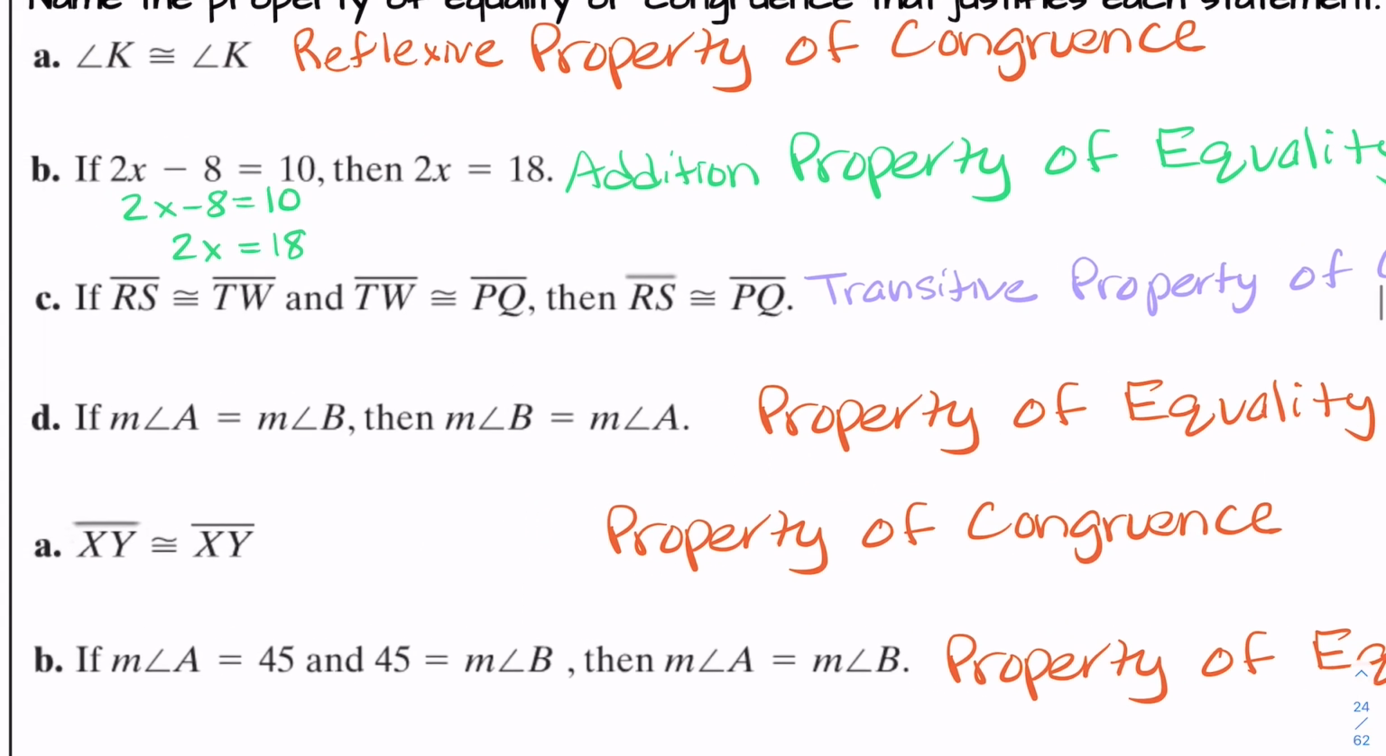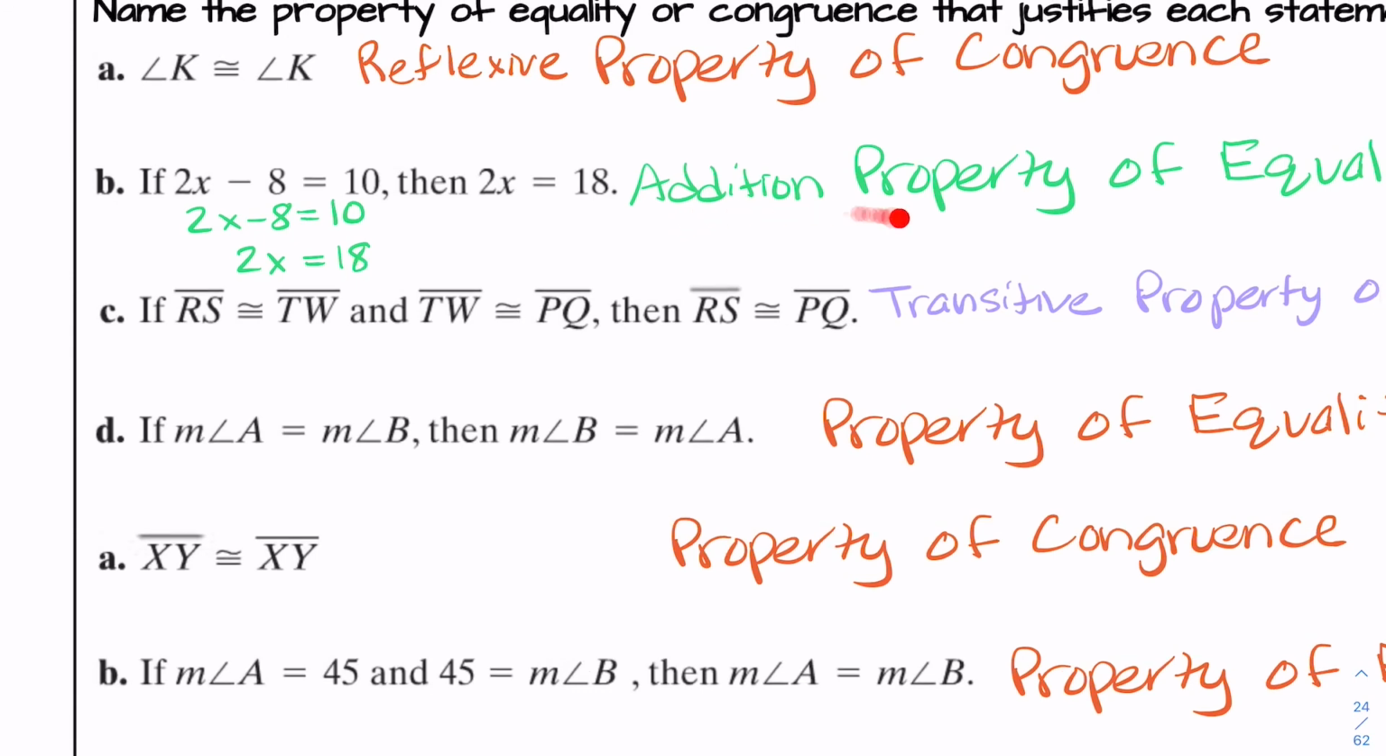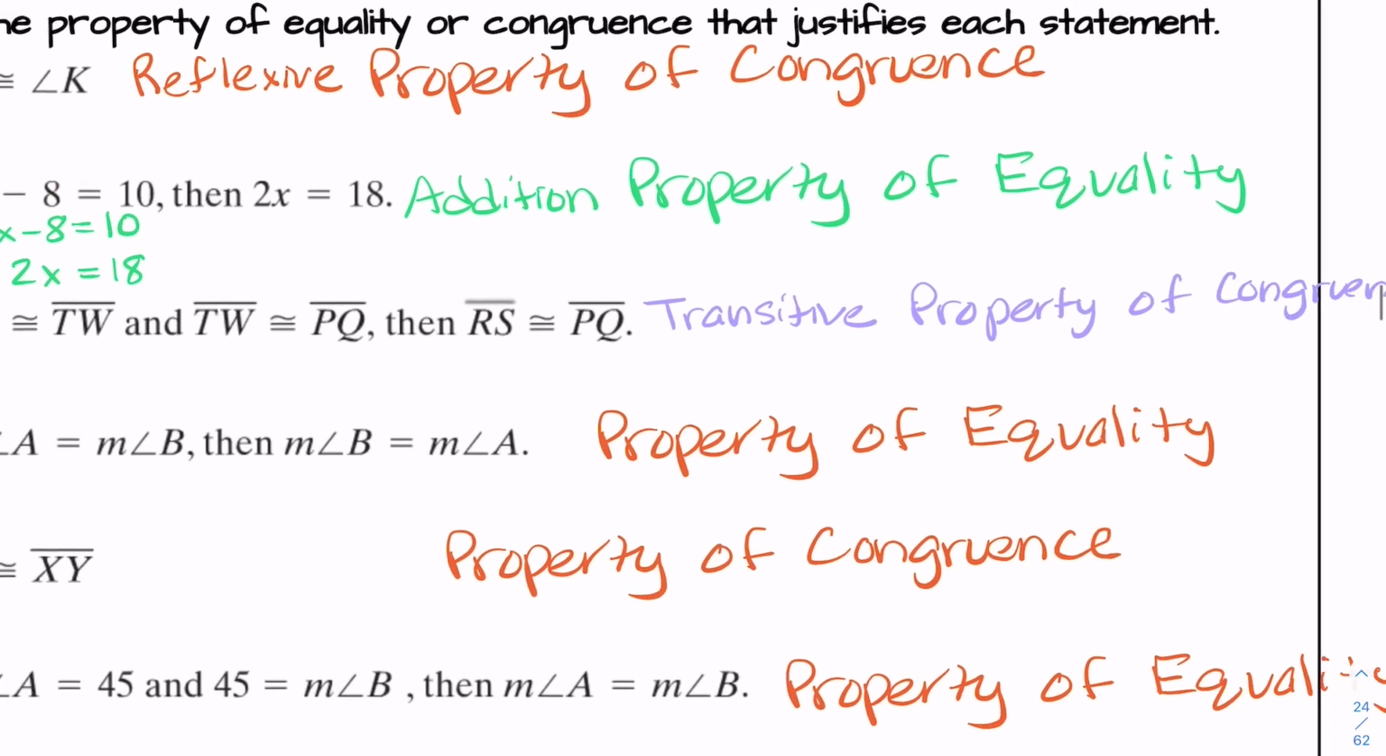And again, why is it what it is? The reflexive property, remember, it's on both sides. It's like you're flexing. It's a congruence because of the congruence symbol, so it's the reflexive property of congruence. This one, if I write it this way, it's a little bit easier to see. If I have this, then I have that. Well, I added 8 to both sides, so it's the addition property of, and addition can only happen with equality, so it's property of equality.